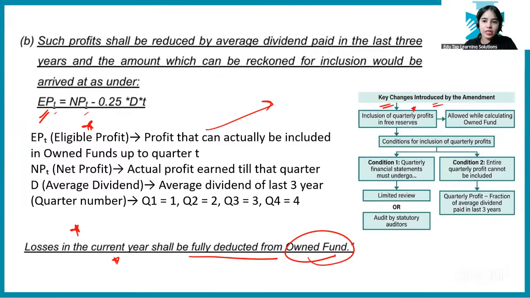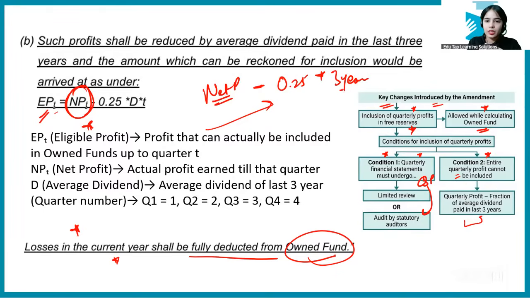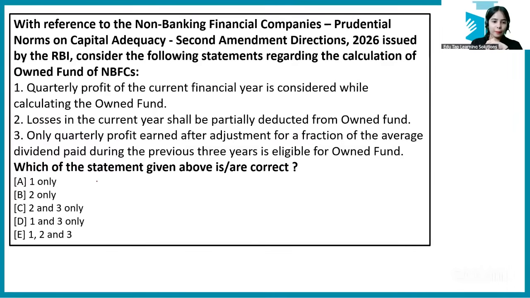So, inclusion of quarterly profits in the free reserves. Quarterly profits can be added in the free reserves now. This is allowed while calculating the owned fund, as well as for the tier 1 capital. Condition: first, the quarterly profit has to be audited, and then from the entire quarterly net profit, deduct the fraction of the average dividend paid in the last 3 years. That is the idea, to see the eligible profit that can be added in the free reserves in the owned fund. Try to answer this now.